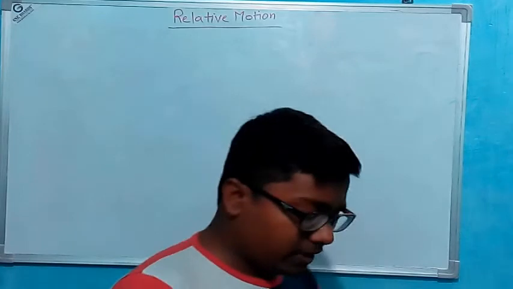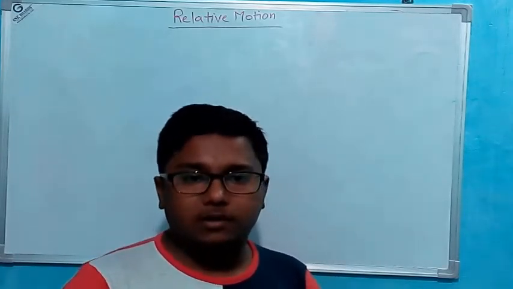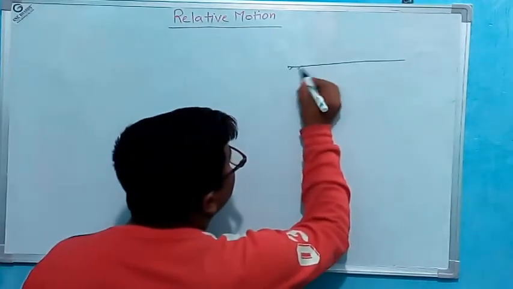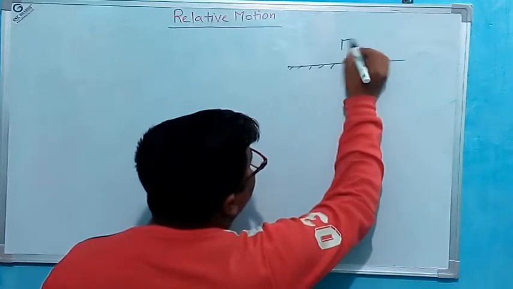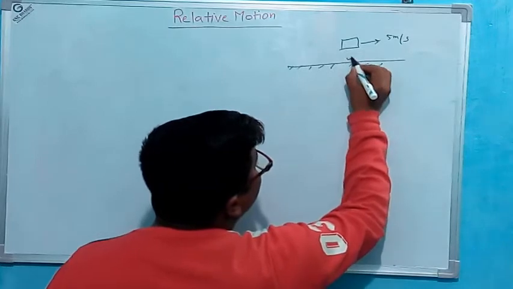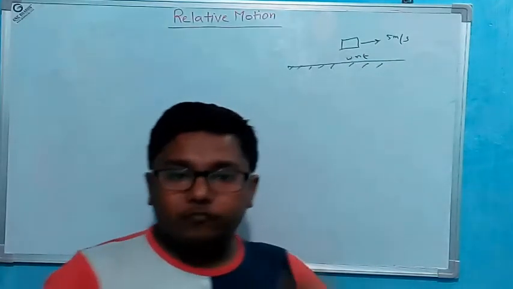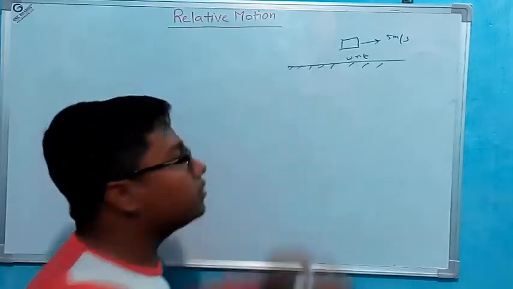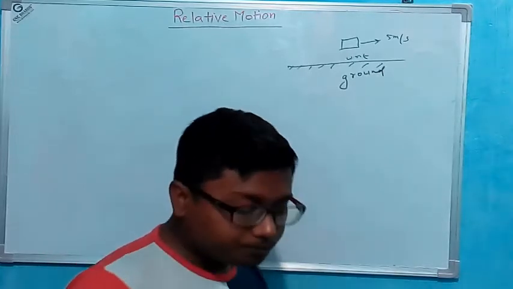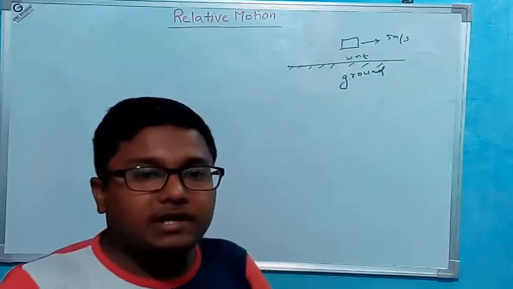It means we think about velocity by using a reference point. This is a ground. An object is moving with 5 meter per second with respect to ground. We are saying that the object is moving with respect to ground. Okay. Now we talk about when an object is moving in a car.